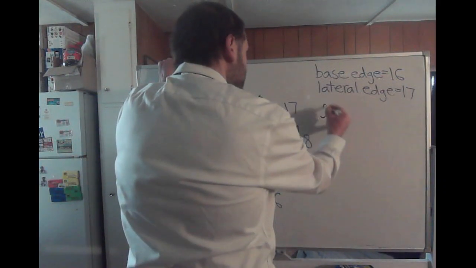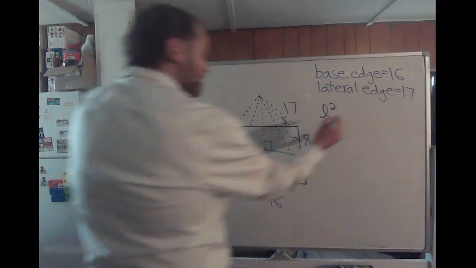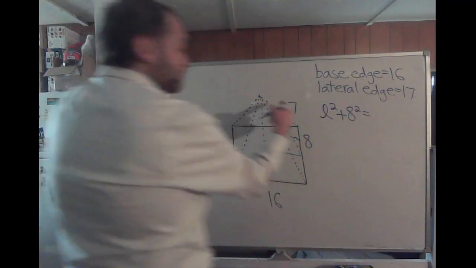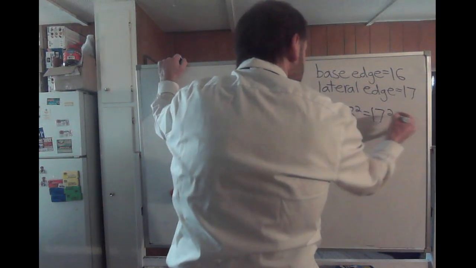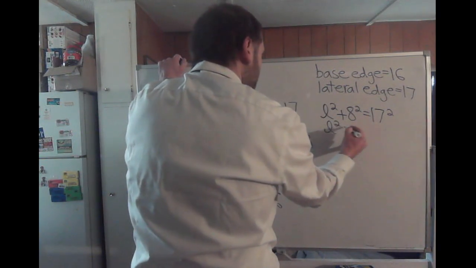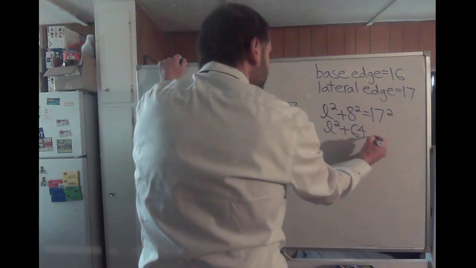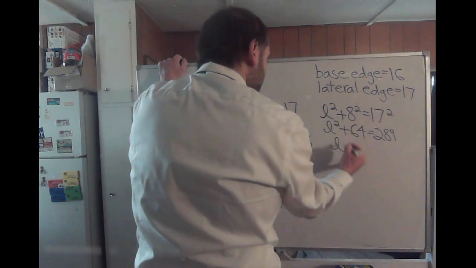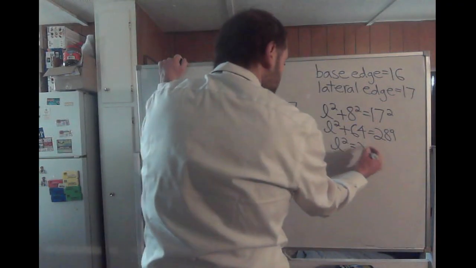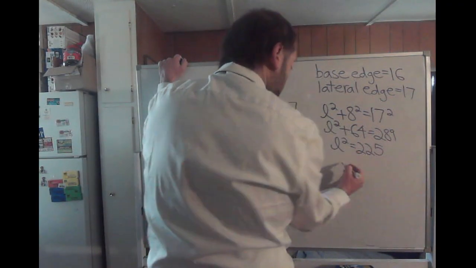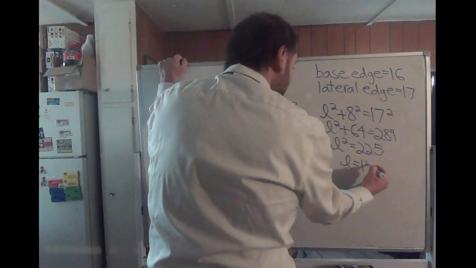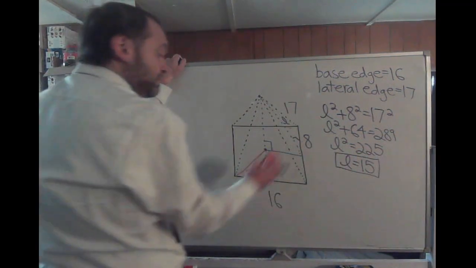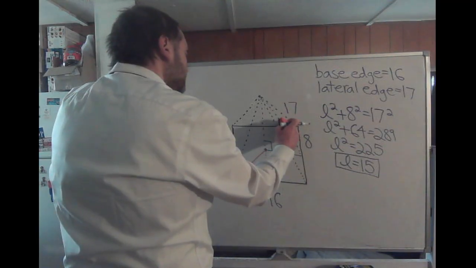So if you want to find the slant height, you'll take the slant height squared, L squared, plus that leg of 8 squared, set that equal to your lateral edge squared, which would be 17 squared. So then you get L squared plus 64 equals 289, which would give you that L squared equals 225, for a slant height of 15. So now we've identified the slant height to be 15, which really helped us a lot.